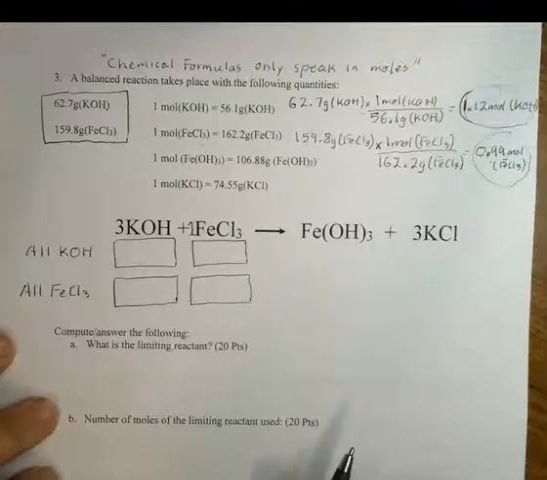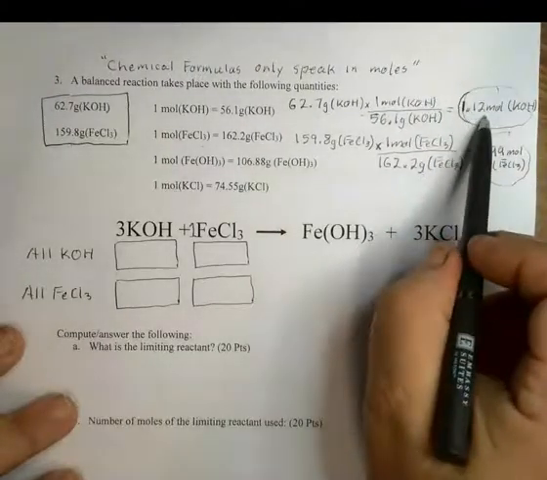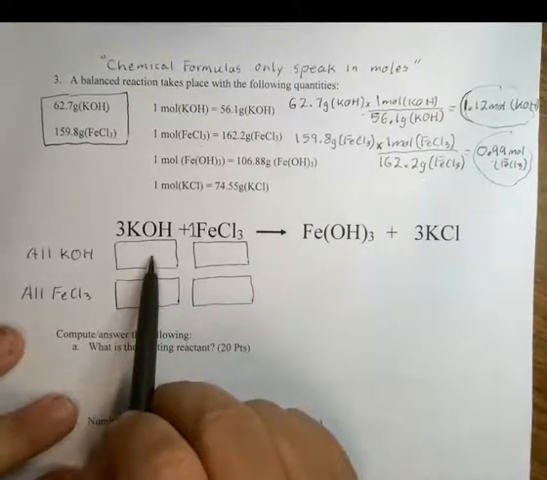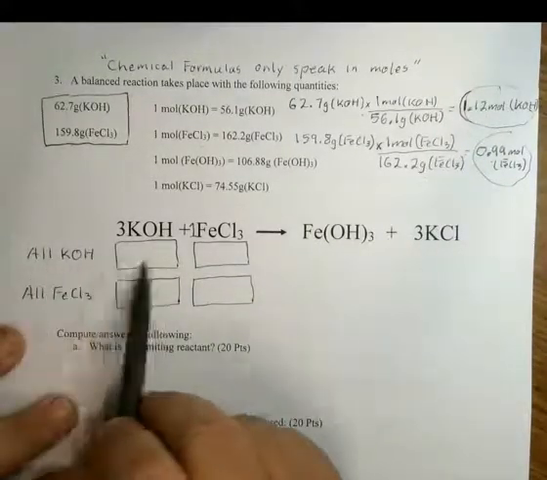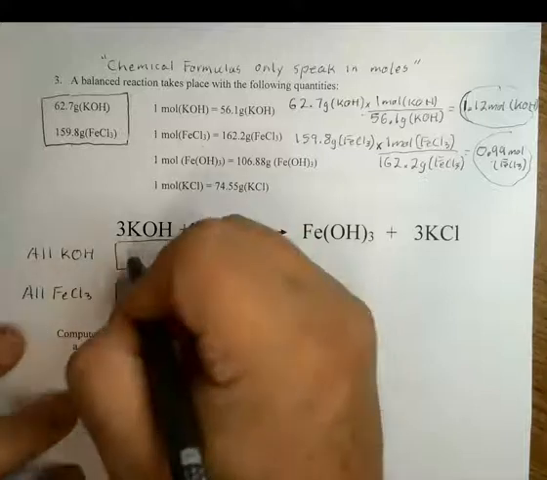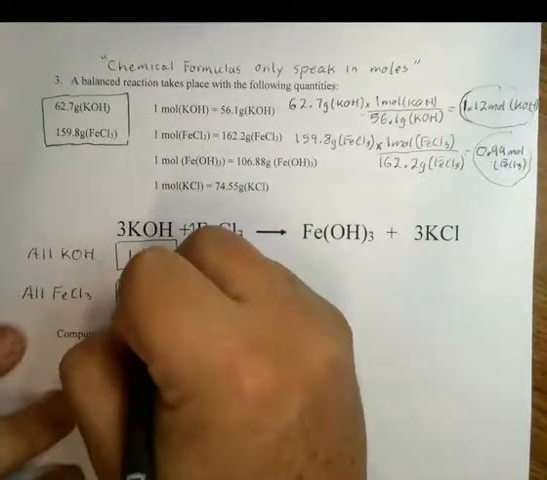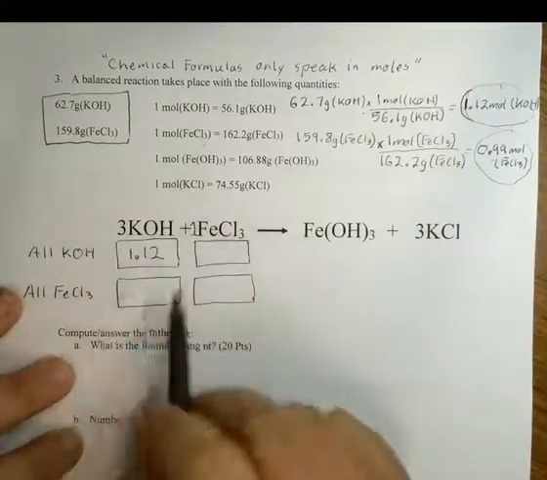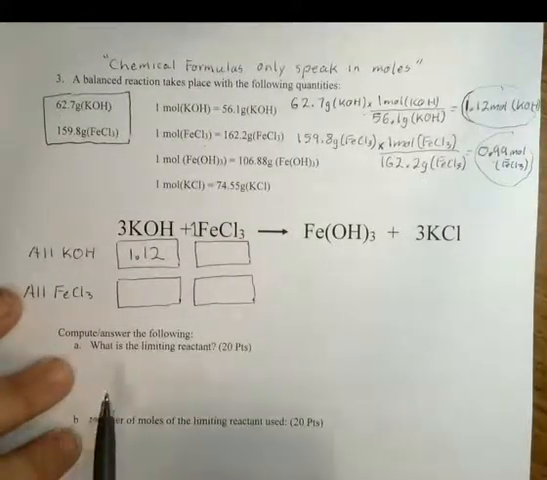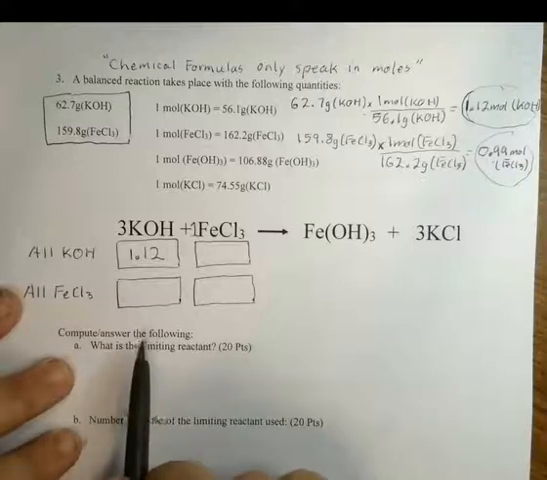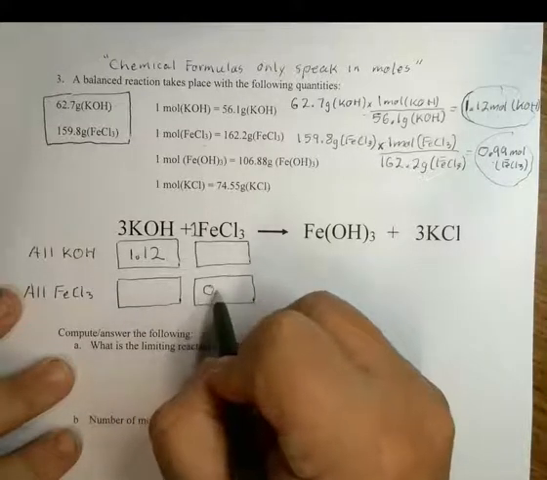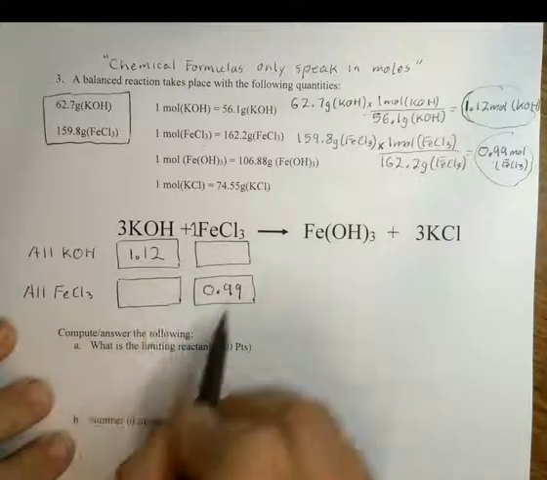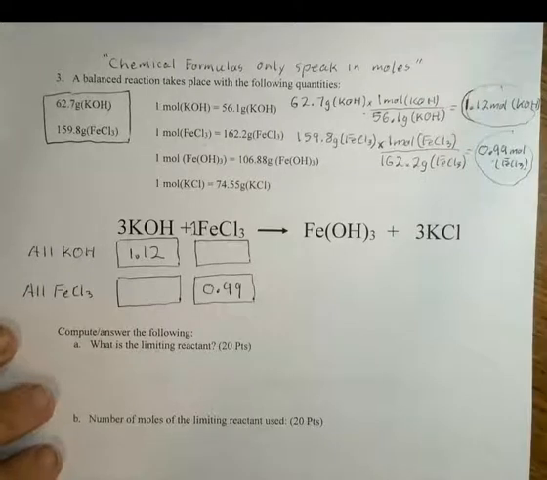Okay, so for the first reaction, this is all of the potassium hydroxide we were given. So we're going to put that in the potassium hydroxide column here and in the row that says all the potassium hydroxide, because 1.12 moles is all that we were given. And we don't need to write moles. Everything here is in moles. Okay. Similarly, for the iron chloride, we have 0.99. We put that in the iron chloride column and in the row where we assume that we're going to use all of the iron chloride.